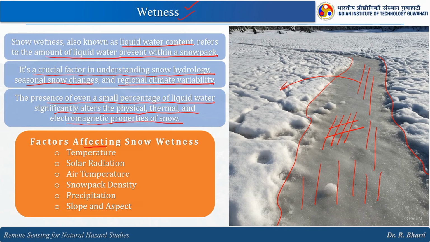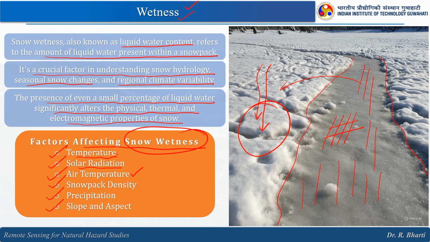The factors which affect the snow wetness are temperature, solar radiation, air temperature, snowpack density, precipitation, slope and aspect. The wetness will increase when we have more energy in the system. The temperature is very simple to understand. The solar radiation plays a role in whether this snowpack receives more or less energy. Then air temperature, which is the ambient temperature, then the density of the snow, and the liquid precipitation.